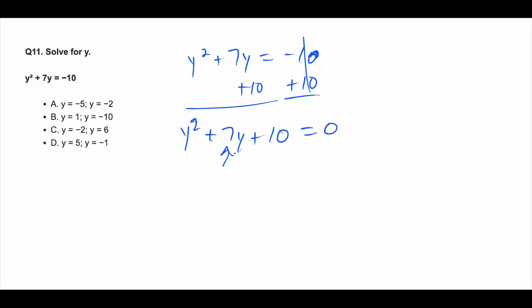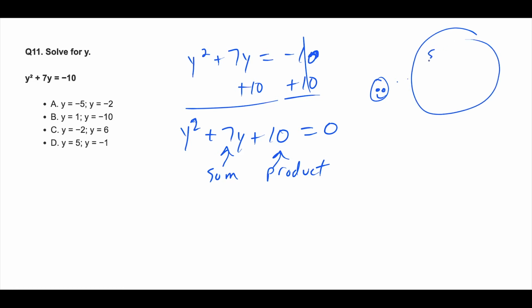But remember what we said before, the shortcut is you're looking for two numbers that have a sum of 7 and have a product of positive 10. So if you think about this very carefully, the two numbers are going to be 5 and 2. Now why is it 5 and 2? Because 5 plus 2 is equal to 7. There's our sum. And 5 times 2 equals 10. There's our product. So now I could write this as y plus 5 times y plus 2 is equal to 0.